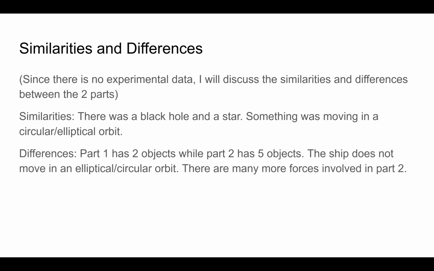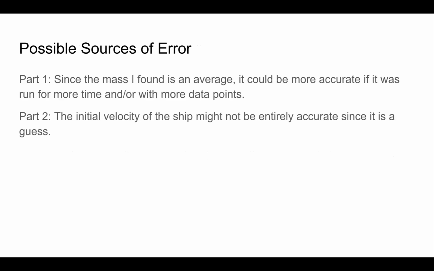So possible sources of error: since the mass I found is an average in Part 1, it could be more accurate if it was run for more time and or with more data points. The initial velocity of the ship might not be entirely accurate, since it is a guess in Part 2.